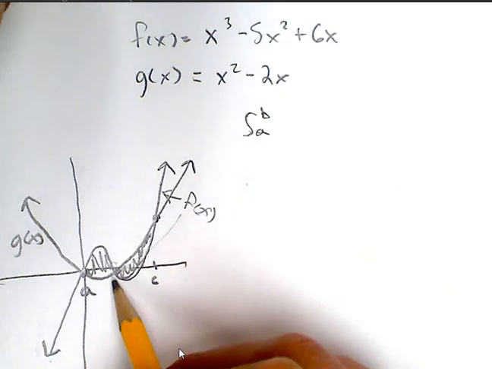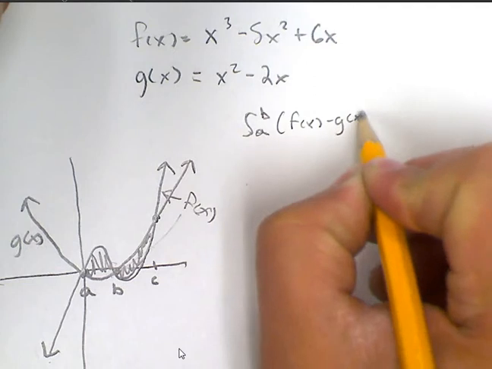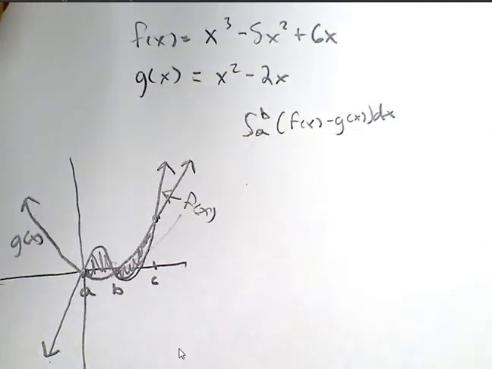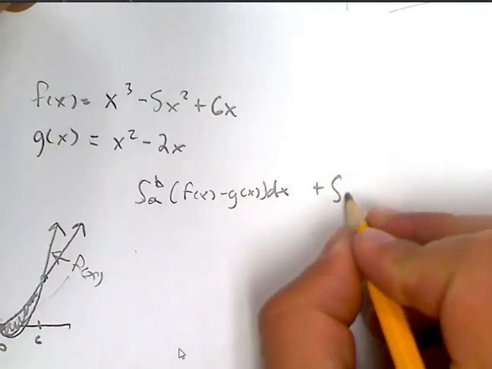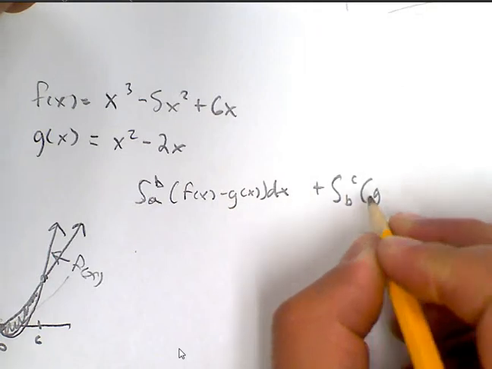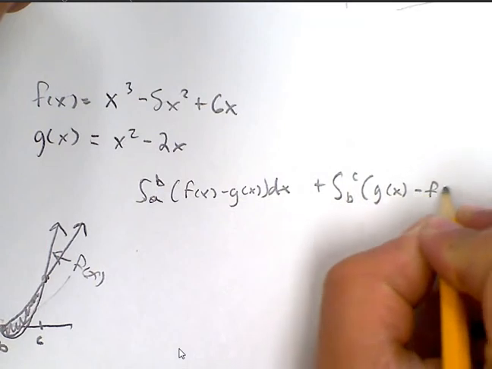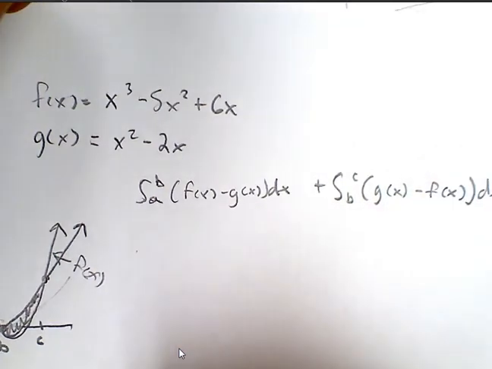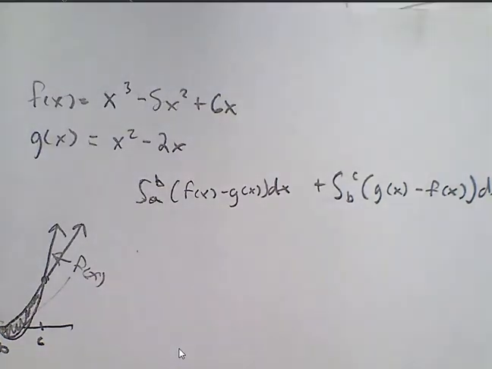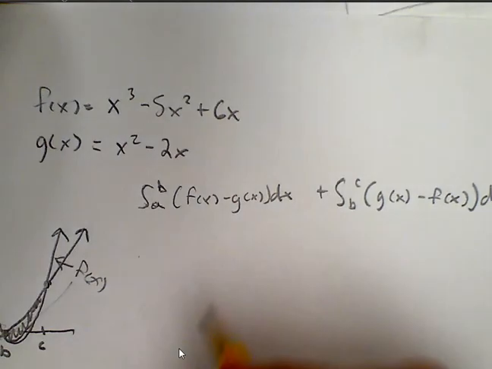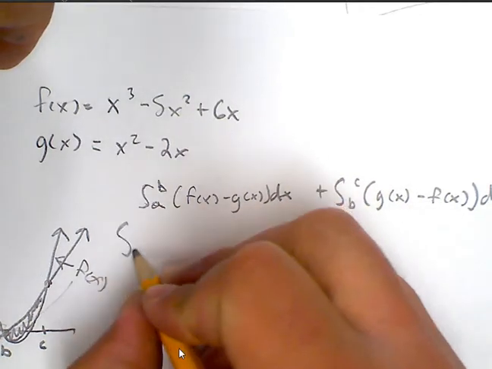From A to B, f of x is on top. So I'll write that there. Alright, and I'm going to add the answer of the integral from B to C. G of x is on top right here in this part of the area. Okay, now this is non-calculator, so anything from here on out you have to do on your own. Alright, so let's go ahead and fix these up with our functions actually in them, and then we'll find our A, B, and C.